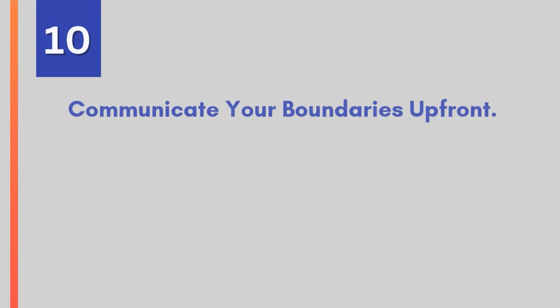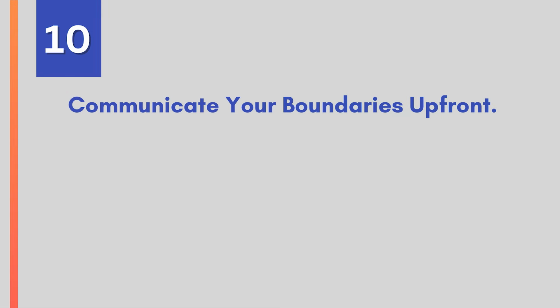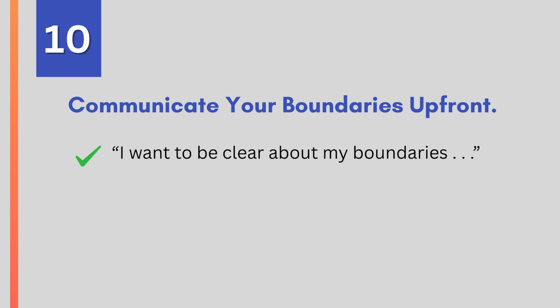And number 10, if you already know what your boundaries are and feel as if somebody in the near future may try to cross them, then communicate them up front ahead of time. "I want to be clear about my boundaries," or "Here are my expectations." I consider this to be the most assertive on the list, not because it's harsh, but because it's proactive.